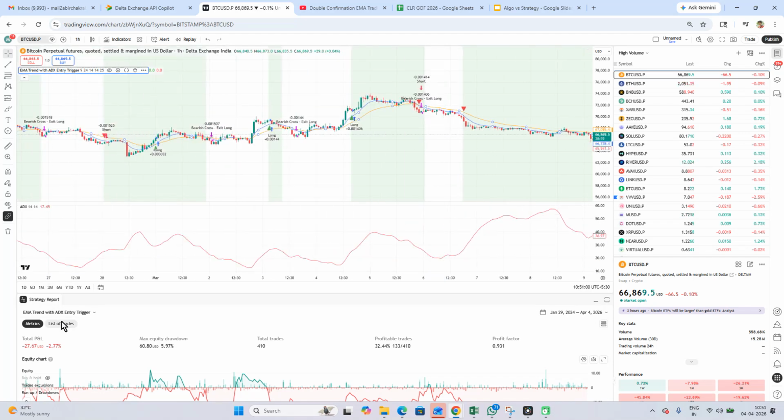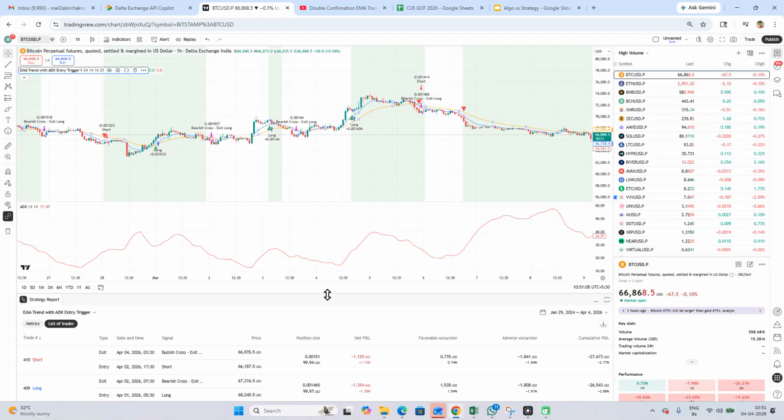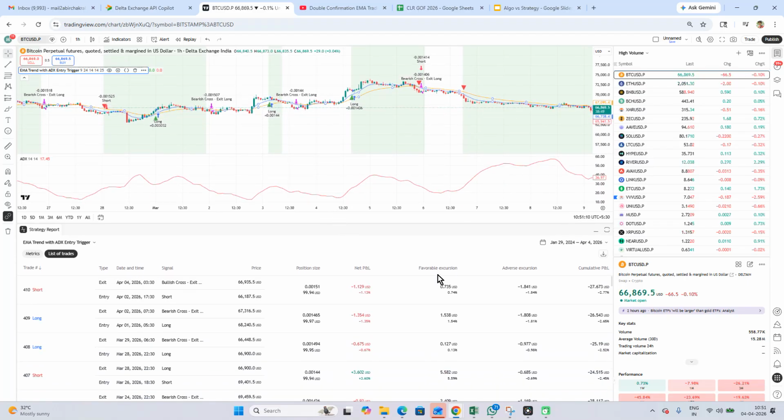Now coming to the backtesting. First I tried it with Bitcoin, with data from January 29, 2024. That is more than 2 years of data, and I can see that after 410 trades, the strategy is in negative. And one thing to clarify, the exit is based only on the opposite cross.